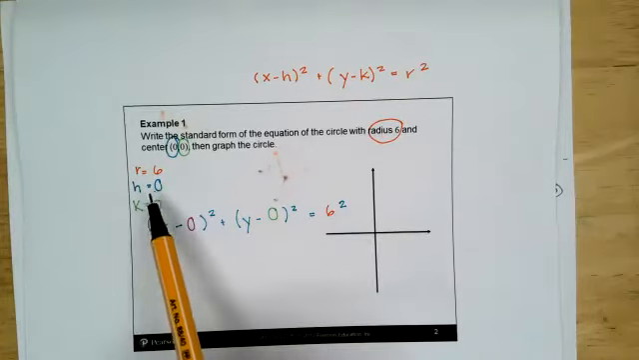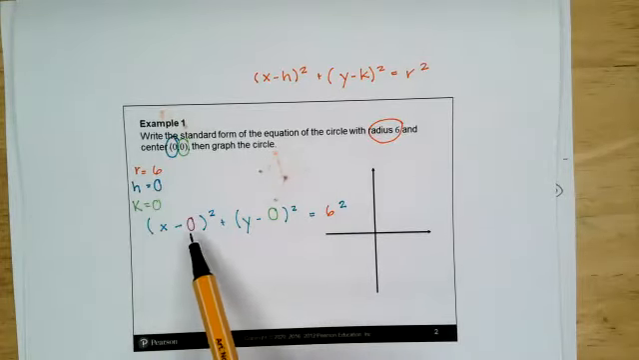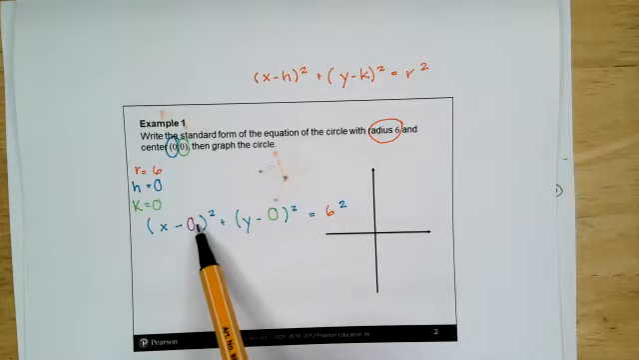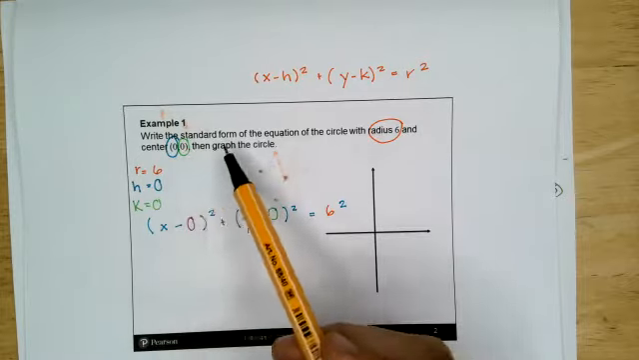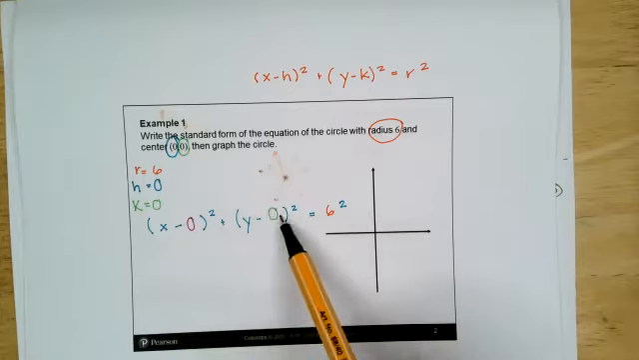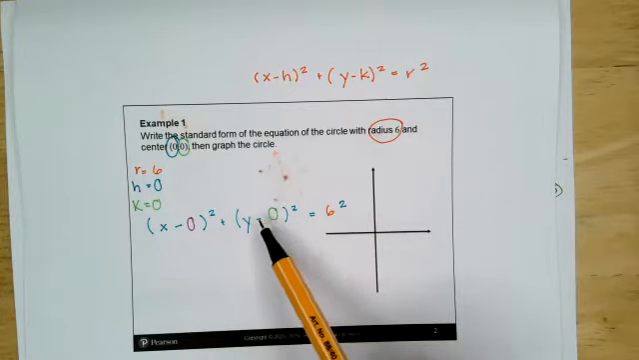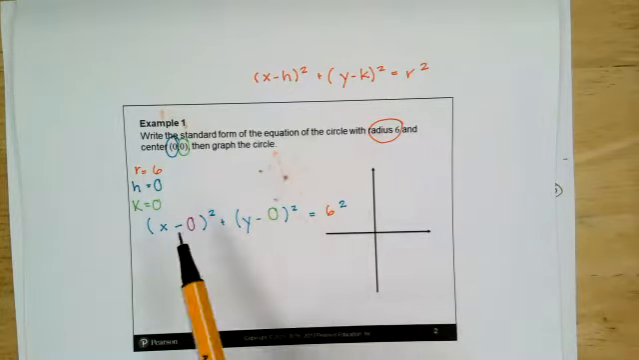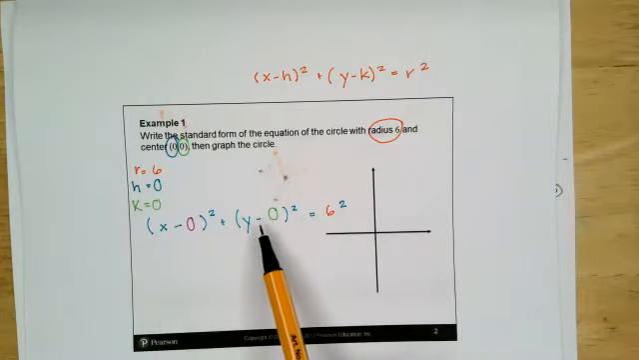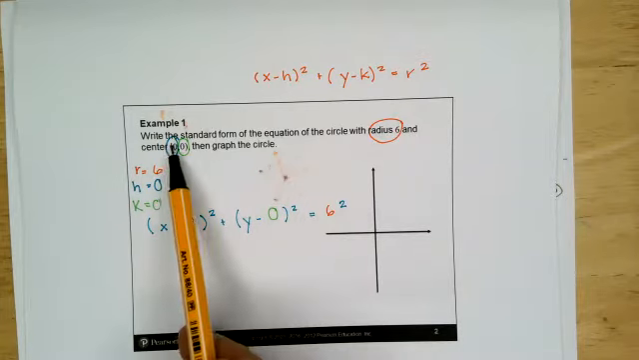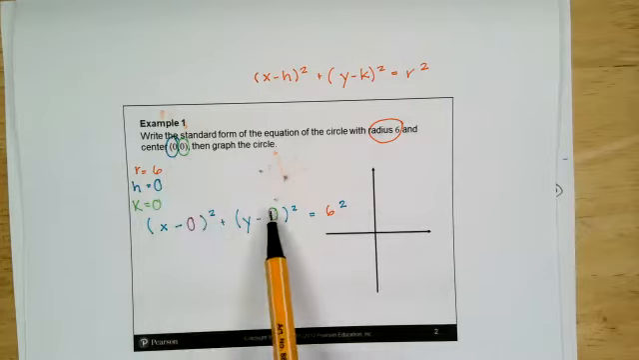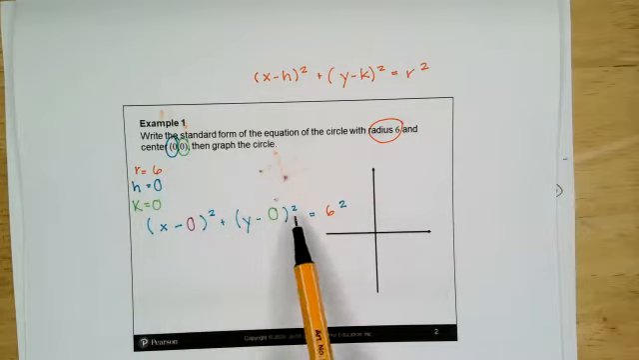So we took the x value of the center and we changed the sign. We made it a minus 0. We took the y value of the center, we changed the sign, we made it a minus 0. Good. And then we grouped those with the letter that they are, right? That's the x value, so it's grouped with x. That's the y value, so it's grouped with y. We set it equal to the radius squared. The radius is 6 squared.